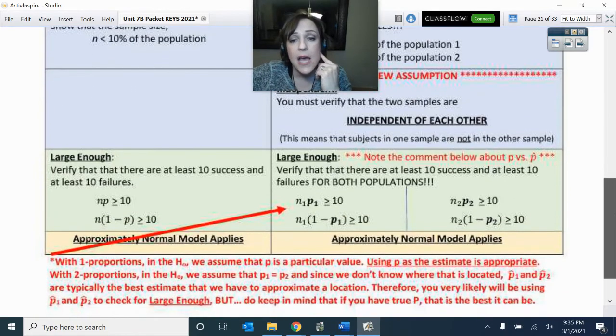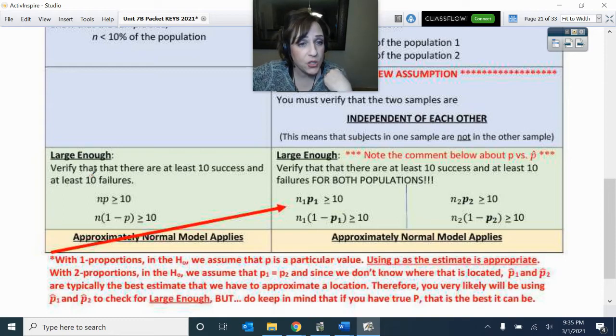All right, but now large enough, whereas we used to say, for proportions, at least 10 successes, so n times p. And remember, we want to use true p if we have true p, not the p hat. Okay, is greater than or equal to 10, and then the failures, n times 1 minus p, greater than or equal to 10. Well, over here, that is the same, but it is for both of them. So we have to do it for both successes and failures for both sets of samples. Sample 1 and sample 2, at least 10 successes and 10 failures for both populations.